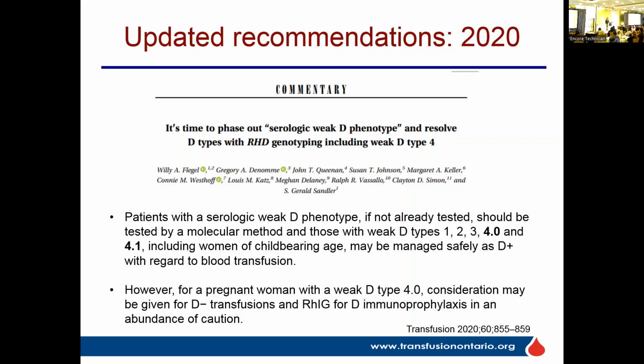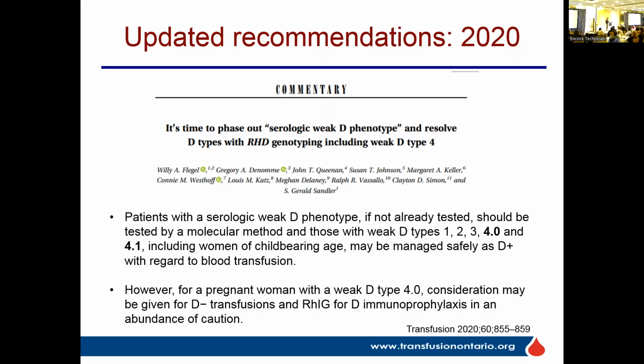So what does it mean? We know that for RhD type 4.1, there's no risk of forming an NTD, either an allo or an autoantibody, so it's safe to consider them as RhD positive. However, for 4.0, there have been 38 cases of NTD in the literature. It's not always clear if these are auto or allo NTD.